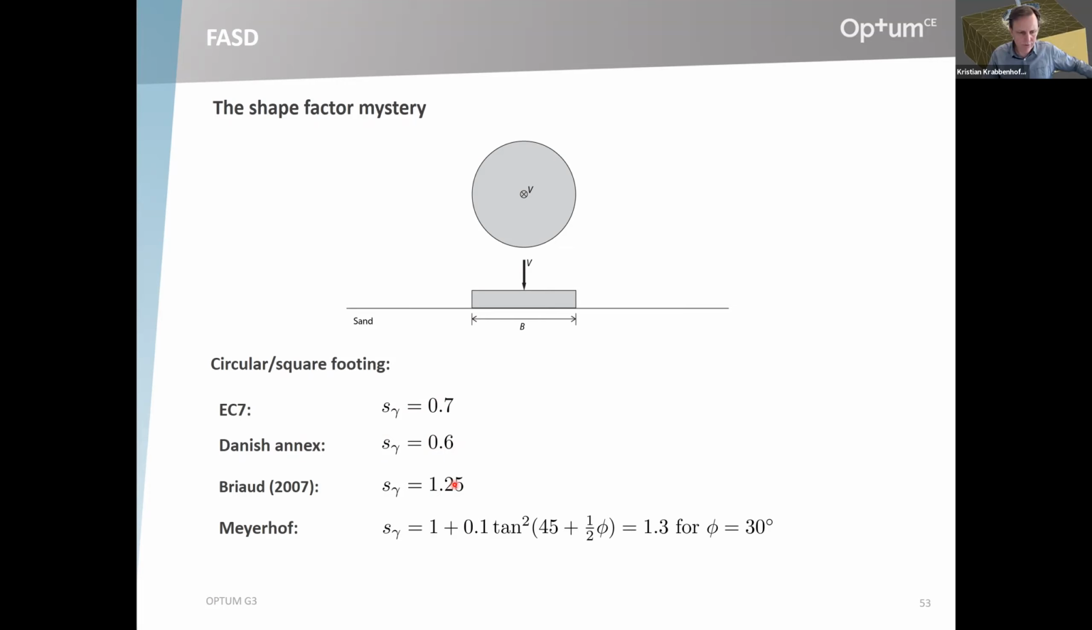Brinch Hansen, 1.25, and Meyerhof, a quite well-known equation, which also incorporates the friction angle. For 30 degrees, it would be a shape factor of 0.3. So the mystery is not so much the actual values of these. The mystery is, is a circular foundation stronger or weaker than a strip foundation? I thought that would be something that would be possible to settle. But there's apparently two schools of thought on that question.